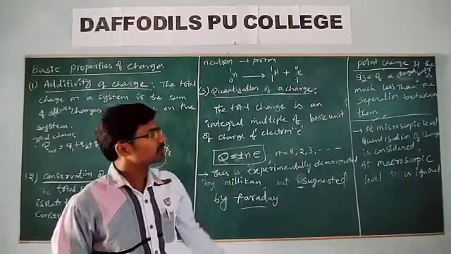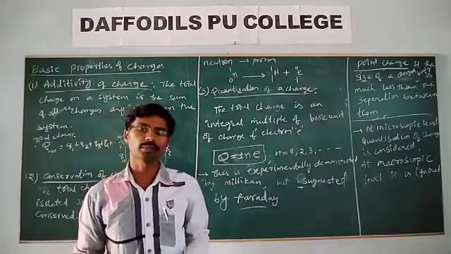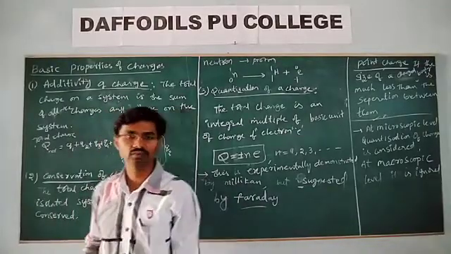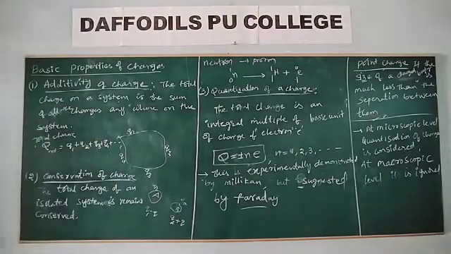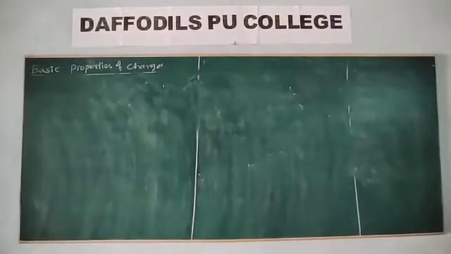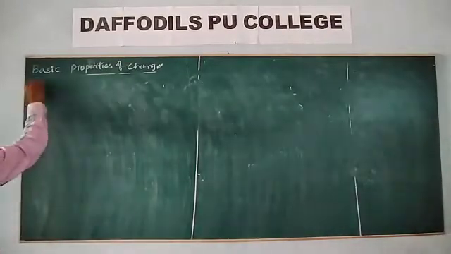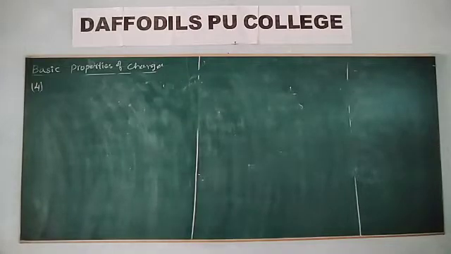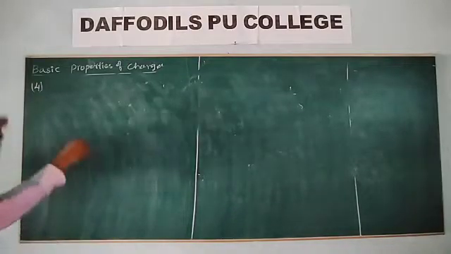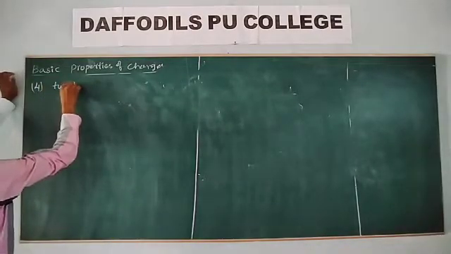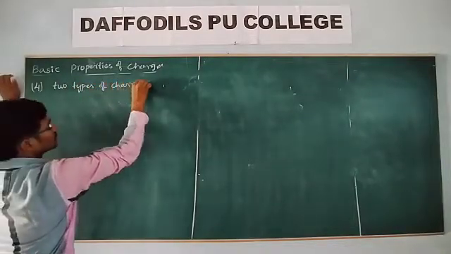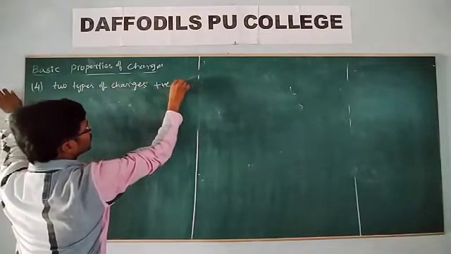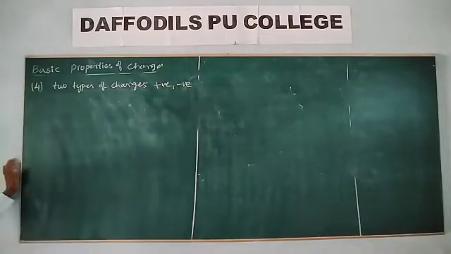Is it? And still, what we have are the properties of the charges. These three are basic properties of the charges. But how many types of charges are there? We know already that we have two types of charges, namely positive and negative, which were named by Benjamin Franklin.